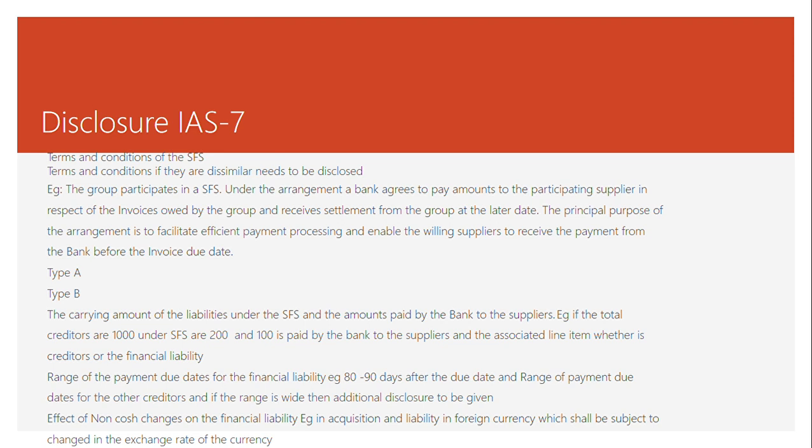Then the effects of non-cash changes on the financial liability. For example, in case of acquisition, if a company has been acquired and it has a supplier financing arrangement, then non-cash changes in the financial liability need to be given. In case the liability of the trade creditors is in foreign currency and it will be subject to exchange rate changes, this non-cash change also needs to be given in the financial statements. So this is the disclosure required in IAS 7.